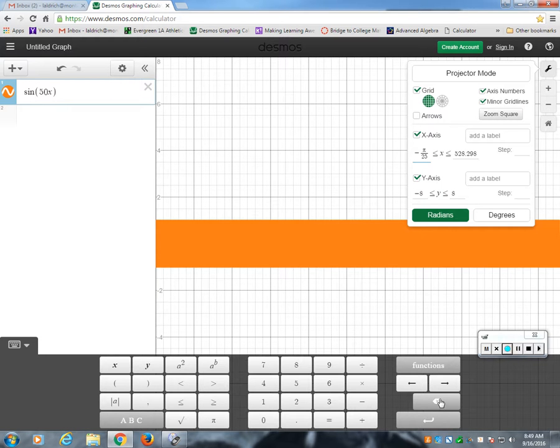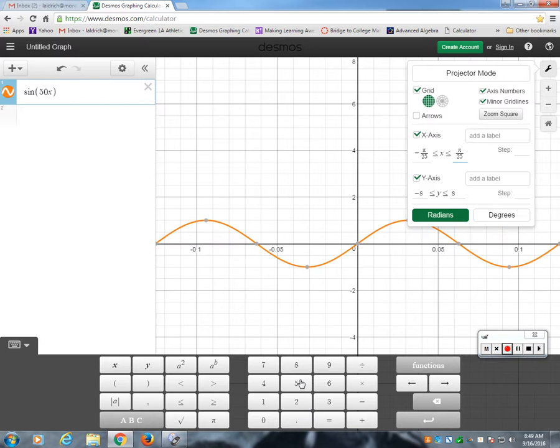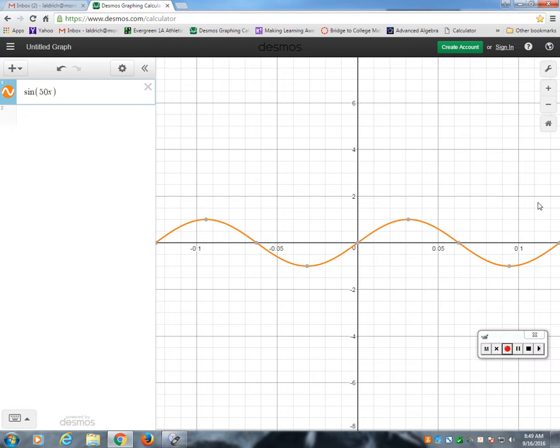Think they have another word for that? I mean, looks like a nice fuzzy cloud. And then make this be pi, there we go. There, we can see it now. Divided by 25, okay. Wow, that's really small. Yeah, so that's a very, very small period.